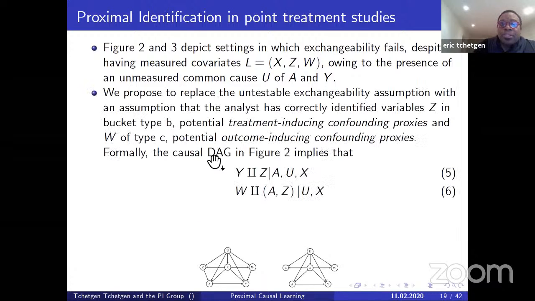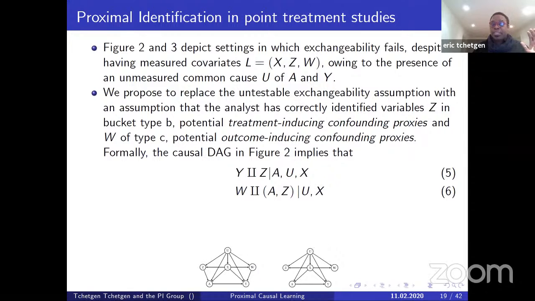So we're going to propose to replace the untestable exchangeability assumption with the assumption that the analyst has correctly identified variable Z in bucket type B, which we'll refer to as potential treatment inducing confounding proxies. So these are variables that are not causes of Y. They're only correlated with Y because they are proxies of the actual underlying unmeasured confounder. They may cause A. They don't have to cause A. They don't have to be relevant for A. They need to only be correlated with U.